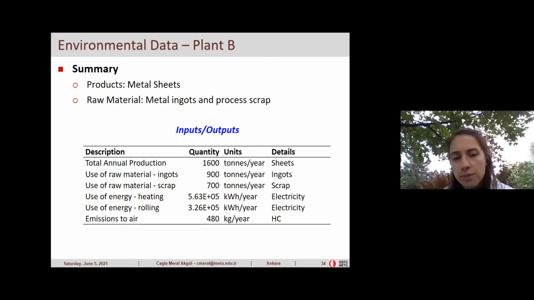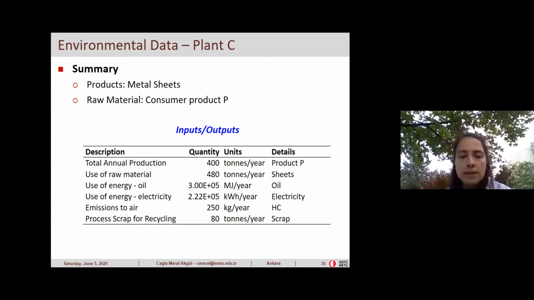Let's check plant B. In plant B, we produce metal sheets. Raw material are the ingots coming from plant A, and we actually have some scrap metals. So total annual production is 1,600 tons of sheet. And we use 900 tons of ingots, 700 tons of scrap, and we use 5.6 times e to the 5 kilowatt hour energy for heating, and 3.26 e to the 5 kilowatt hour for rolling the sheets. And we also have 480 kilogram emission to air as hydrocarbons.